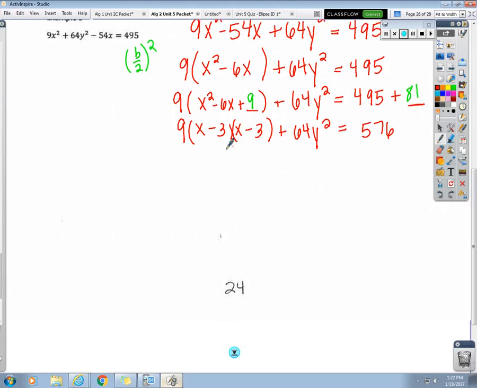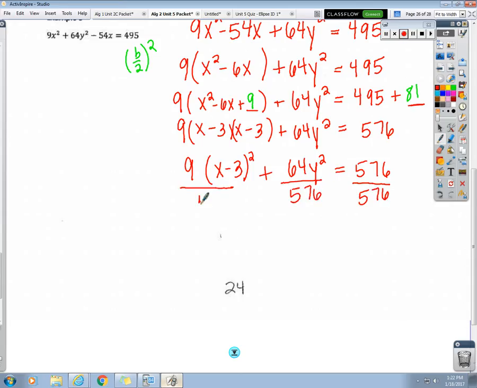Okay, so now you're going to, instead of writing that twice, since it's the same thing, write it once and square it. And then just continue bringing down the 64y squared. Now, with ellipses, they always equal what? 1. So to make that equal 1, right, divide it by itself, but that means you have to divide that by 576 and that by 576. Okay, so now let's start reducing. What is 9 over 576 reduced to? 1 over 64. What does 64 over 576 reduce to? 1 over 9.